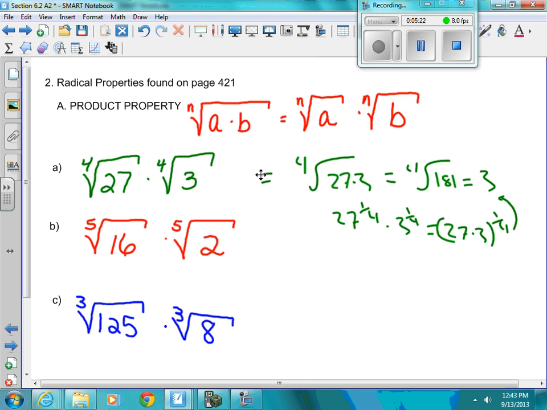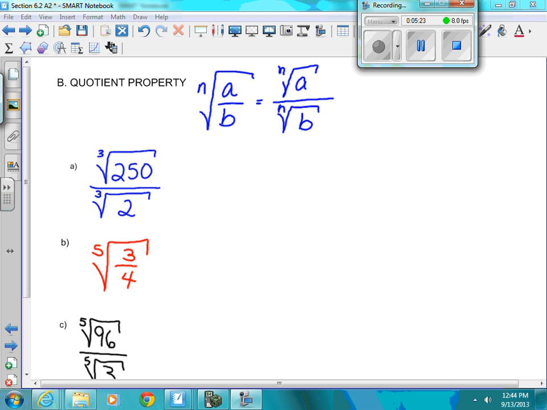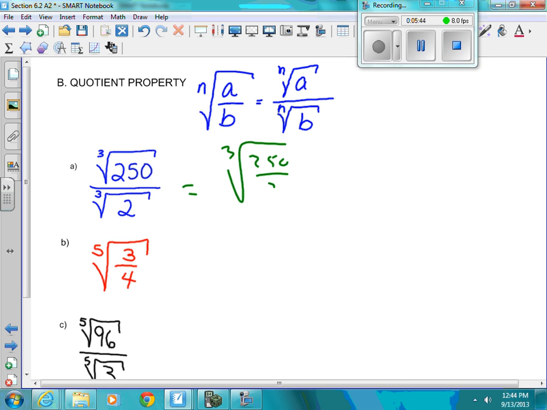Quotient property, same idea. If I have two fractions separated or together, I can put them back together as one fraction or separate them however I would like to do it. In this case, in A, there are separate fractions being divided. Since they have the same roots, I can do the cube root of 250 divided by 2, which is the cube root of 125, and the cube root of 125 is just 5. Remember, you could do 250 to the 1/3 divided by 2 to the 1/3.